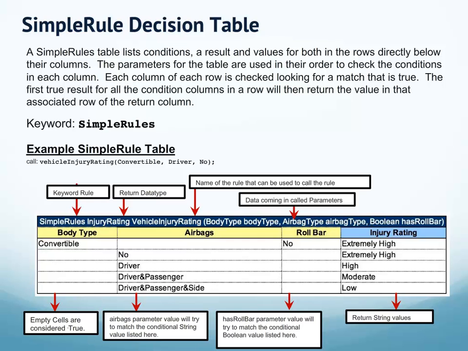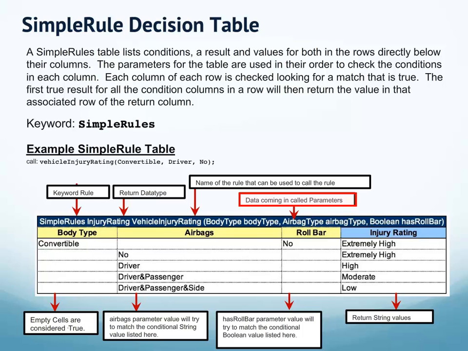The first thing you're going to do is put the keyword simple rules. Then you're going to define the return data type. It is required that if you're going to return a value by executing this rule, that you list or define the data type of that value that's going to be returned. Then you're going to give the table a unique name, and this name is what you will use to call this table from other tables, or the name you'll use to execute the logic in this table.